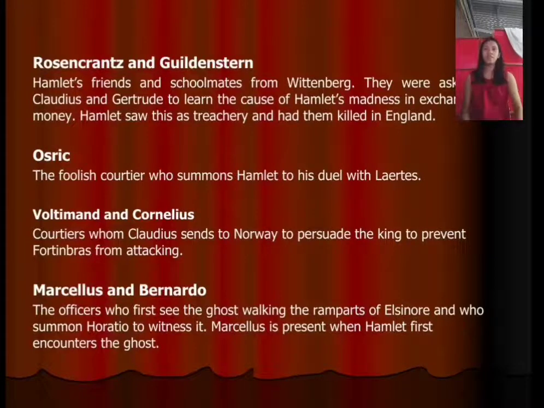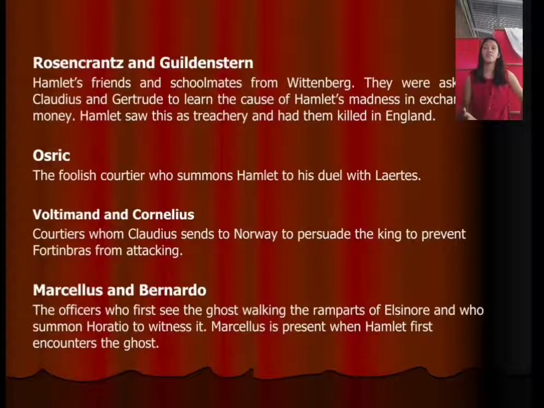Up next is Osric. He is the foolish courtier who summons Hamlet to his duel with Laertes. Next are Voltimand and Cornelius. They are the courtiers whom Claudius sends to Norway to persuade the king of Norway to prevent Fortinbras from attacking.